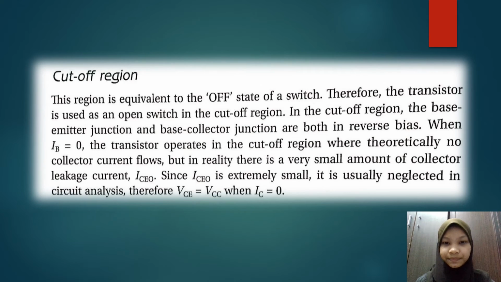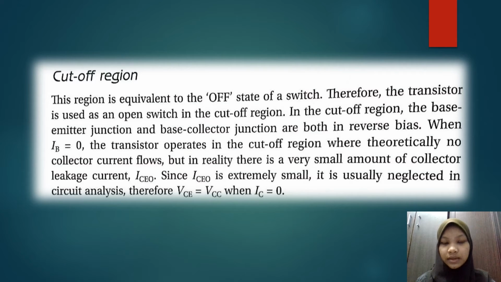Seterusnya, cut-off region. This region is equivalent to the off state of a switch. Therefore, the transistor is used as an open switch in the cut-off region. In the cut-off region, the base emitter junction and base collector junction are both in reverse bias.